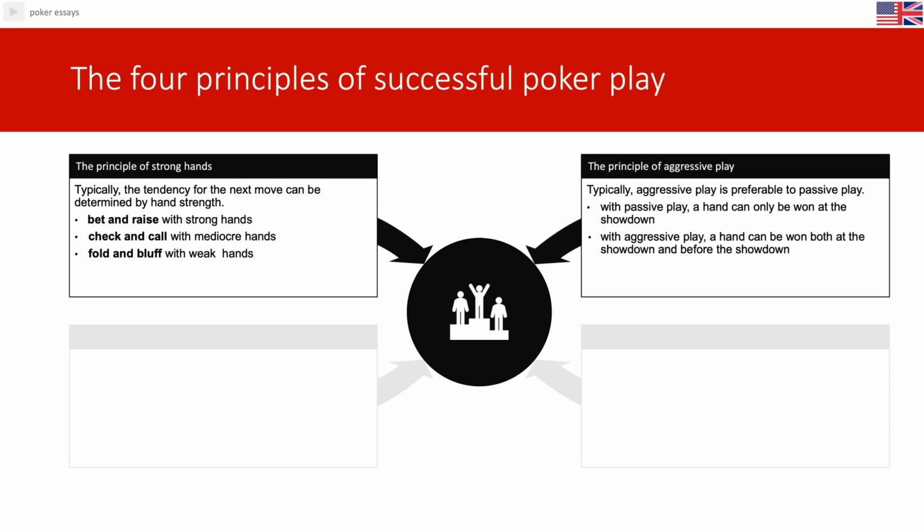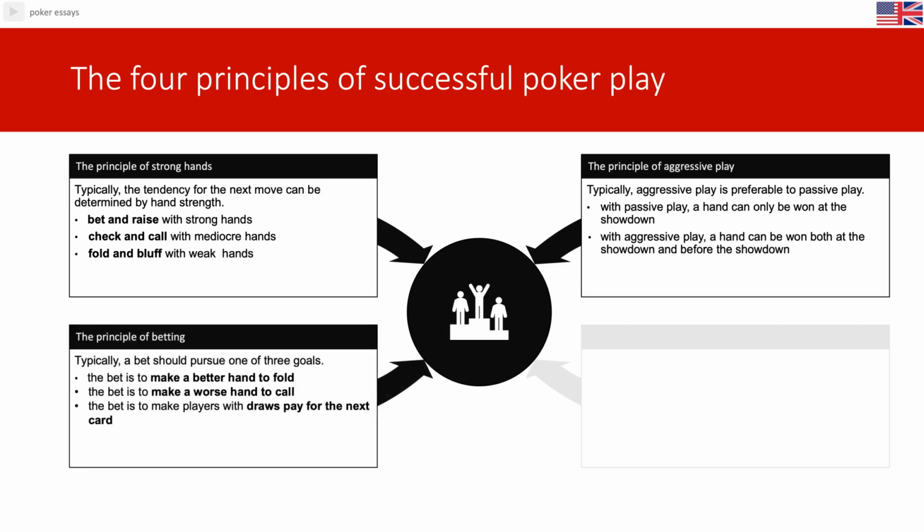And since in most cases you are in a better position with 2 ways to win than with only 1 way to win, aggressive play is more often than not a better choice than passive play. The third of the 4 basic principles, the principle of betting, deals with the basics of successful betting.